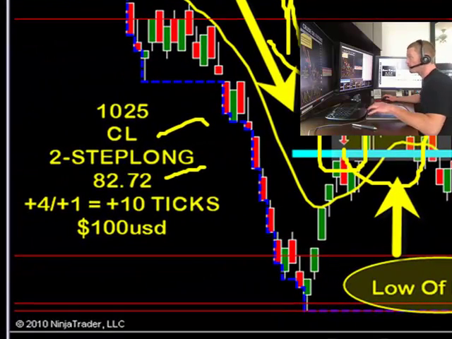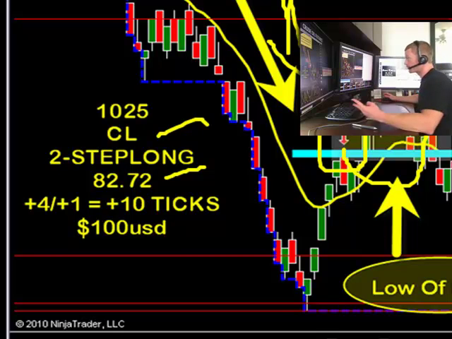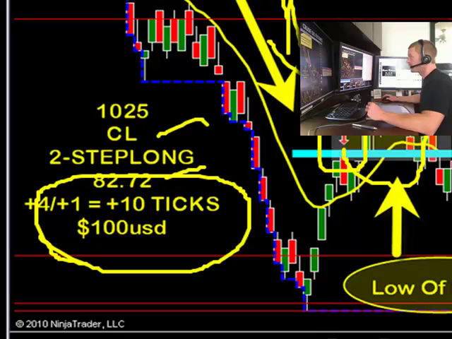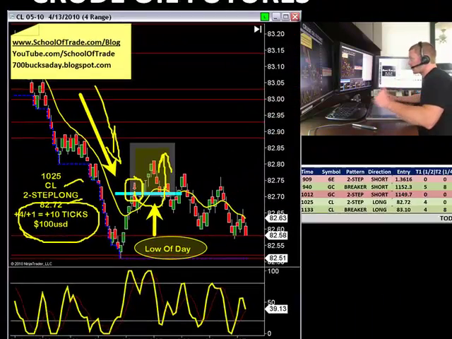10:25, 72 was the fill. Got our +4 target. Move a stop up to entry +1. Got filled at +1 for our 10 ticks or 100 USD. So as you can see, now we're starting to pad our account a little bit more here.